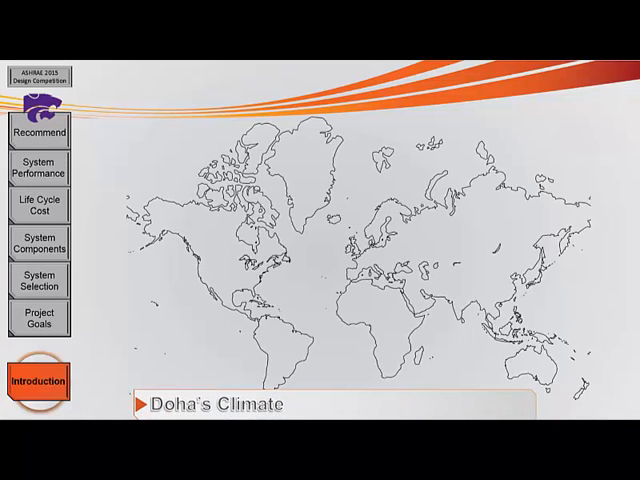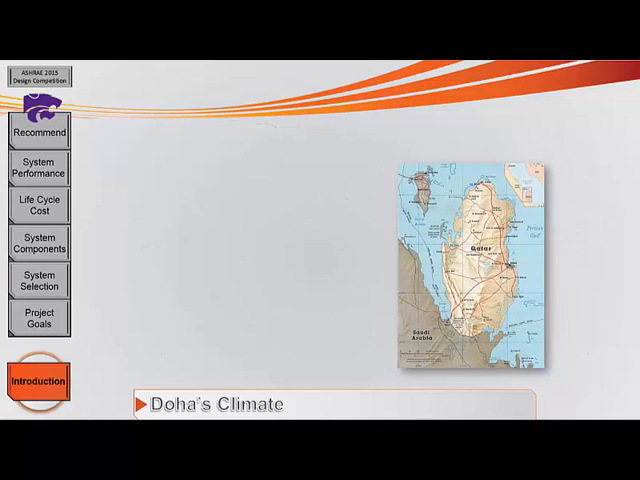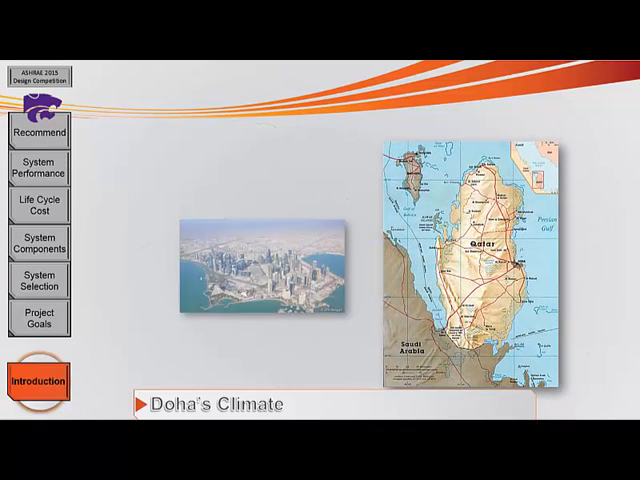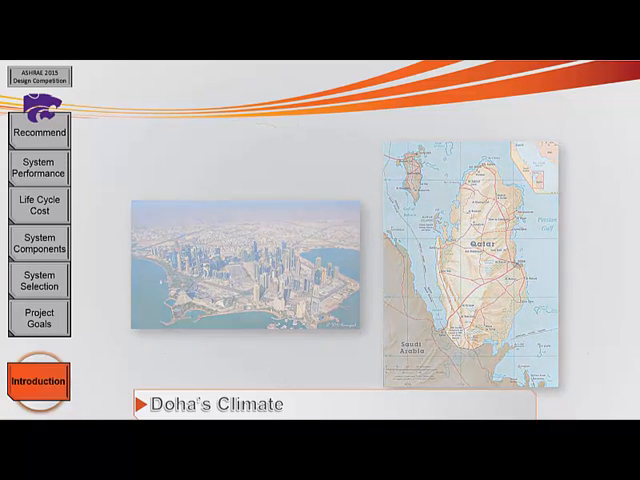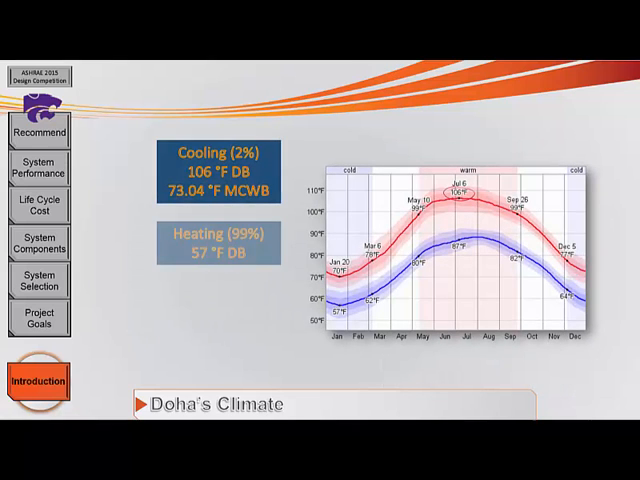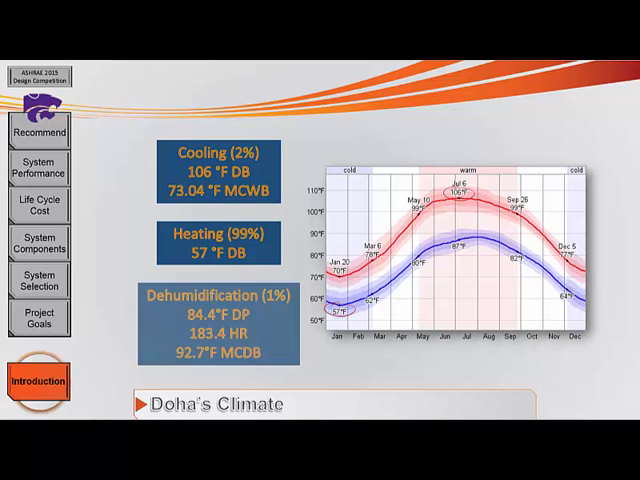The climate of Doha is extreme because it is located within a desert and is adjacent to the Persian Gulf. Per owner's requirements, 2% cooling design and 99% heating design were used to determine that the design summer temperatures are 106 degrees Fahrenheit dry bulb and 73 degrees Fahrenheit mean coincident wet bulb, and the design winter temperature for the location is 57 degrees Fahrenheit dry bulb. The location near the Persian Gulf generates high humidity conditions, which equates to a 77% relative humidity.